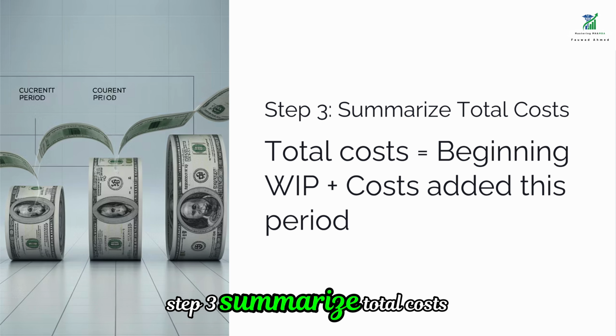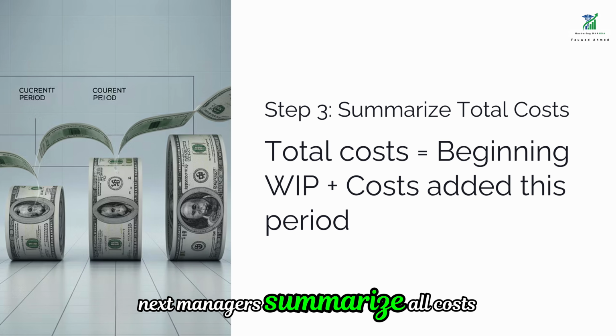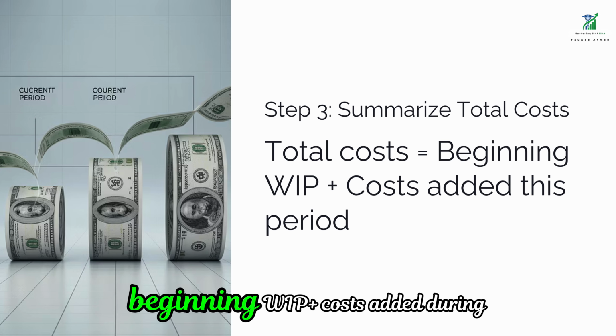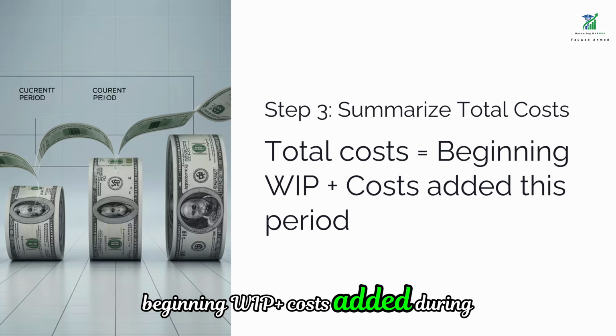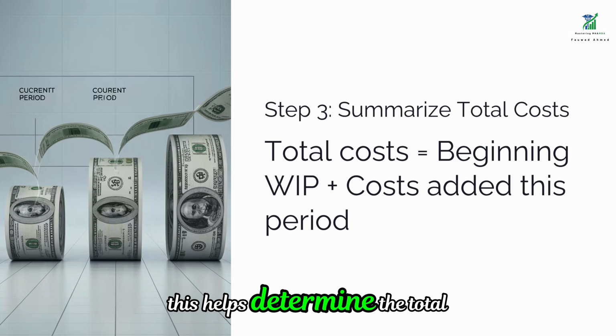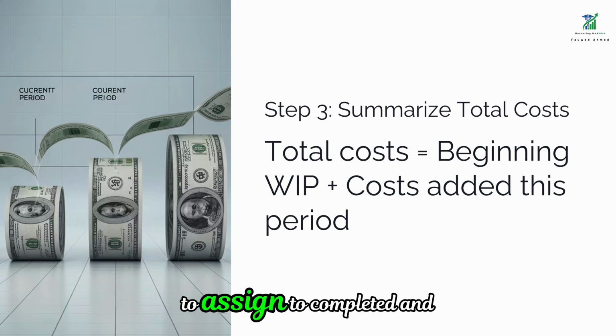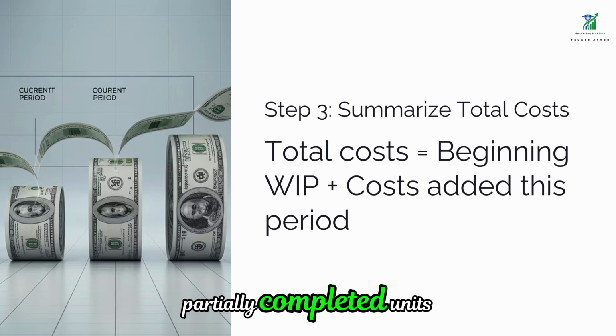Step 3. Summarize total costs. Next, managers summarize all costs to be accounted for, beginning WIP plus costs added during the period. This helps determine the total dollar amount to assign to completed and partially completed units.